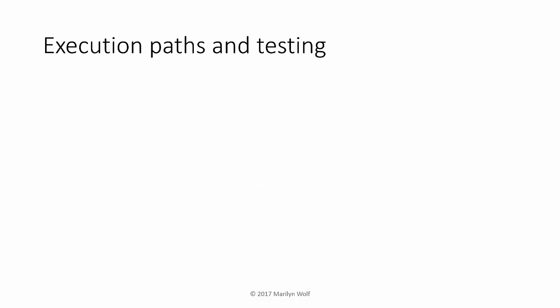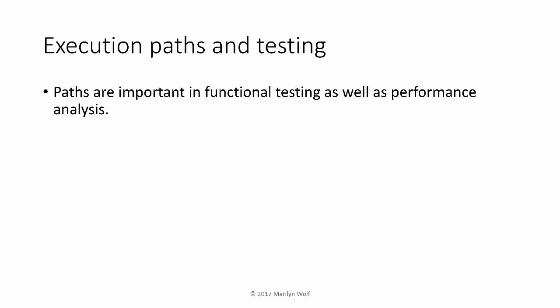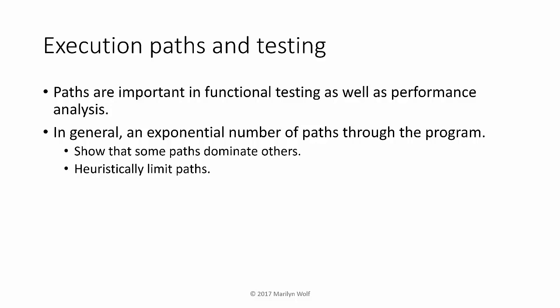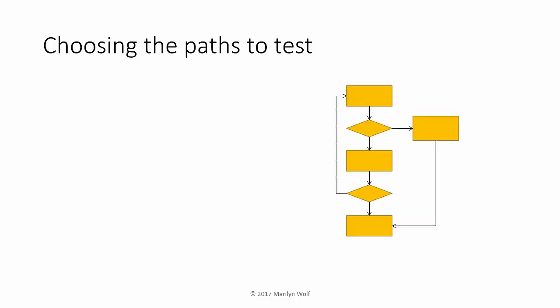One of the important properties of a program we need to test are its execution paths. Path analysis is very important to functional testing. It's also important to performance analysis. Of course, there are an exponential number of paths through the program, so we're not going to execute all possible paths. But we can use help from theory to find a reasonable set of paths. We may be able to show that some paths dominate others. That is, that if we've executed one path, that executes some smaller paths. We can also use heuristics to limit the number of paths we look at. So we may choose a set of paths that we think are important or that are representative of the program execution.